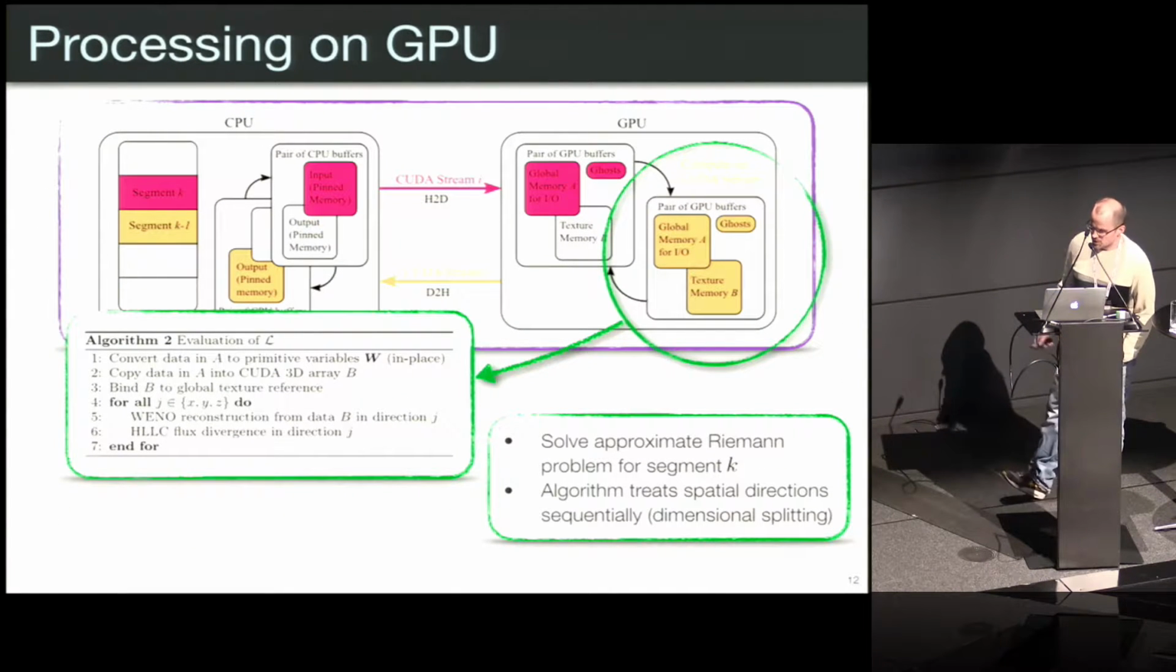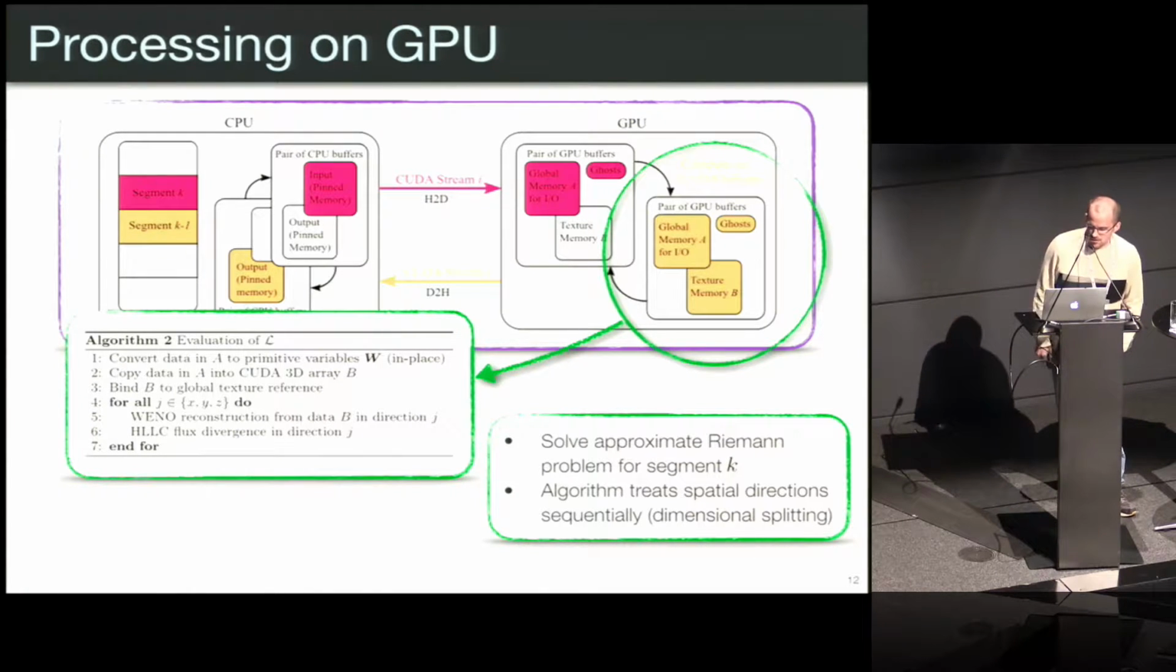On the GPU side, we use CUDA streams, and for each of the segments we use one CUDA stream. So we process the segments on these streams. If a stream is dispatched and it's available on the GPU, the computations that are carried out are shown here by algorithm 2, which is basically the evaluation of the approximate Riemann problem on the GPU.